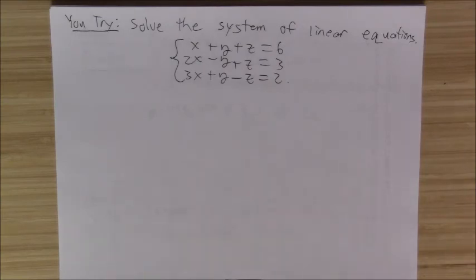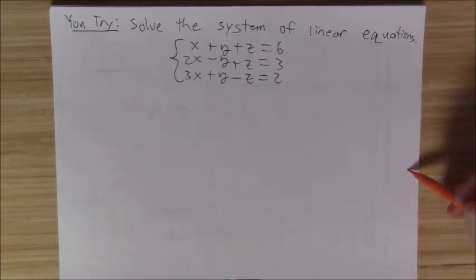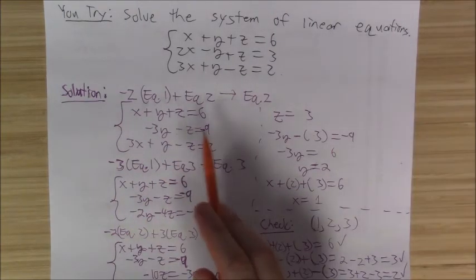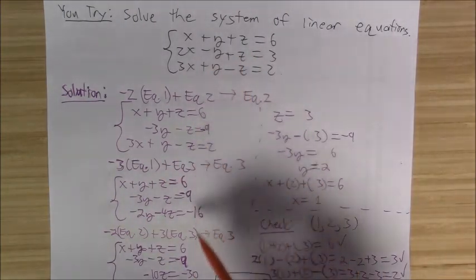And now it's time for you to get in on the fun. So go ahead and try solving the following system of linear equations using Gaussian elimination. On the count of 3, I will reveal the solution. 1, 2, 3. So here we do a series of row operations.